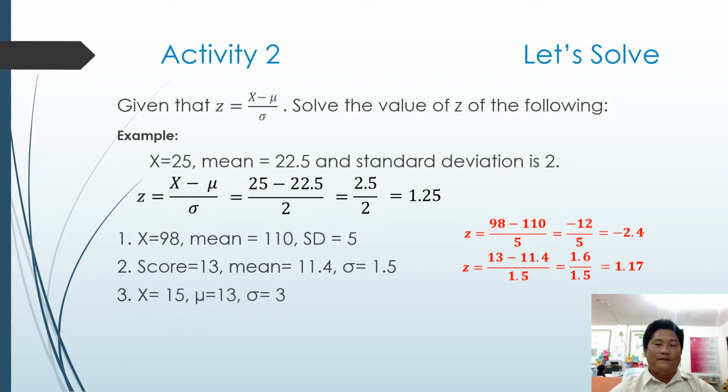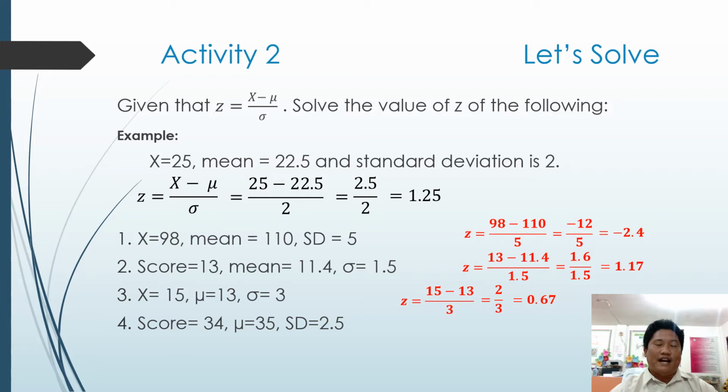Let's have number 3. Our x is 15, our mean or mu is 13, and our sigma is 3. Again, we'll use the formula. Substituting the values to the formula, we have here z is equal to 15 minus 13 all over 3. Then the difference between 15 and 13 is 2. Then copy the denominator 3. So it's 2 over 3, or by using the calculator, we get 0.67. So our z is 0.67.